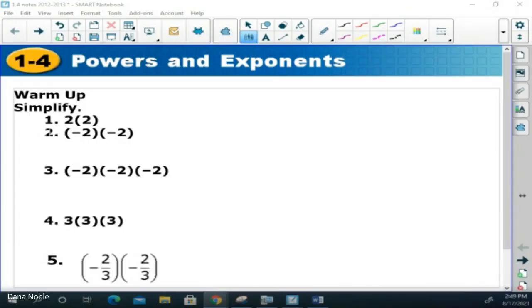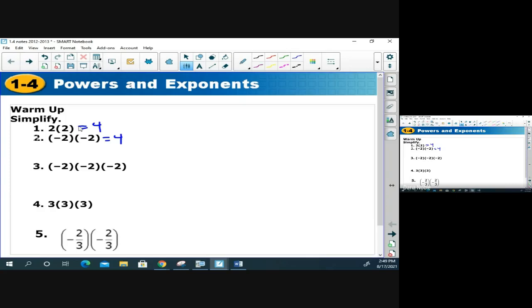All right, everybody, we're going to take our notes on section 1.4, powers and exponents. Start with a little warm-up on this. You can see we've got some quick multiplication here, some with negative signs, some with positive signs. If we just go through relatively quickly, we can see that 2 times 2 is equal to 4. Just like number 2, negative 2 times negative 2 being equal to positive 4. However, once we get to 3 with 3 negative signs, we end up with a value of negative 8. 2 times 2 is 4, times 2 again is 8, and 3 negatives produce a negative.